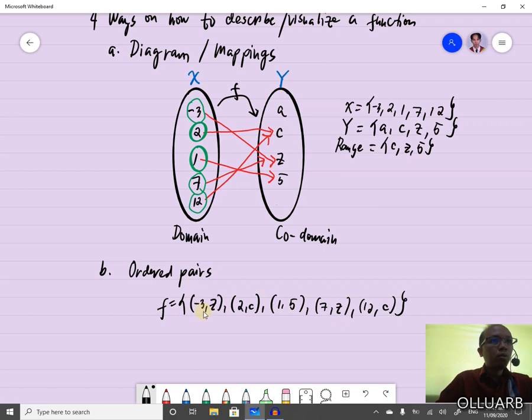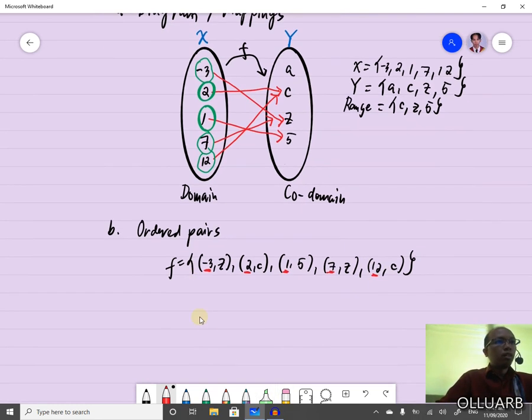Okay, then as you have noticed, when you look at your previous notebooks, as you can see here, no two ordered pairs have the same first component. So as you can see, the definition in your previous subject: no two first components are the same. So that is a function.